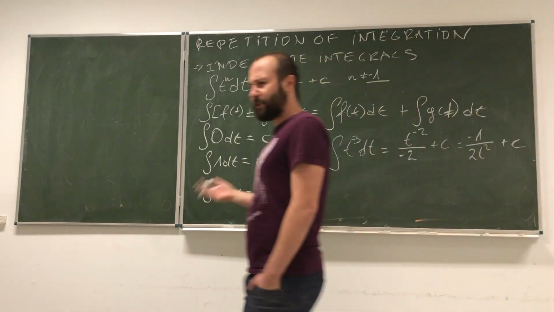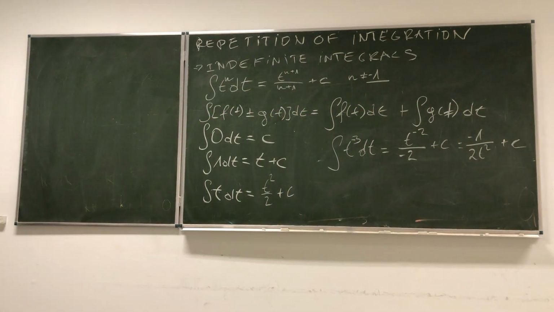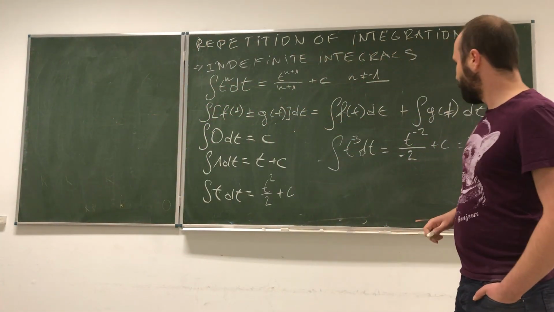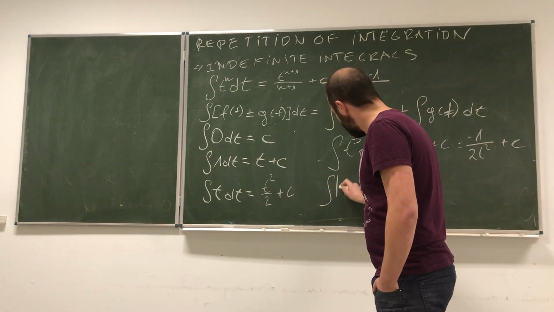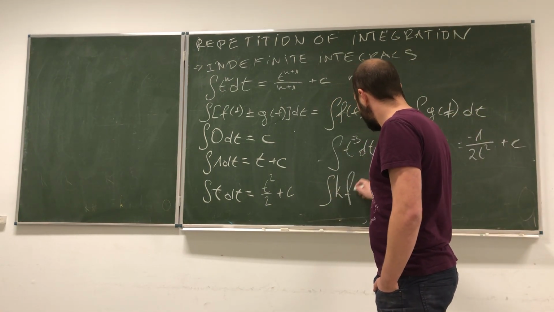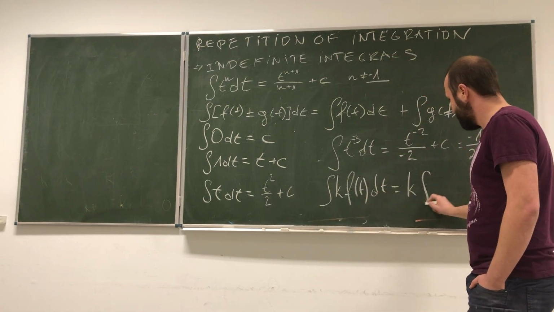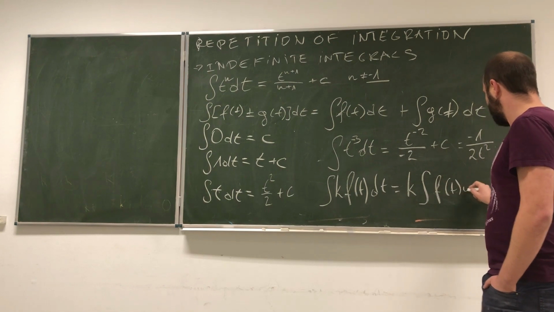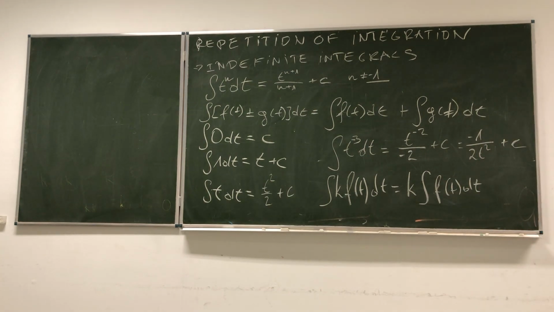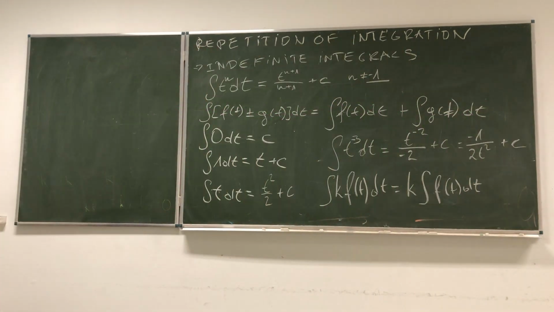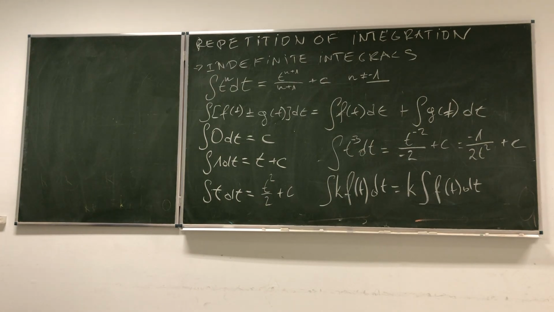Okay, so those are the most basic formulas. Maybe we should add one more here to this collection of the two formulas. That integral of k f of t dt is the same as k integral f of t dt. So remember, where k is of course constant, and remember we can always take constant out of the integral.